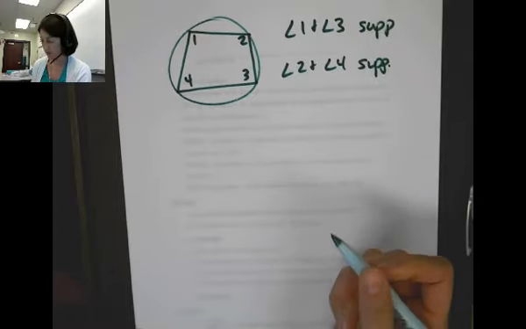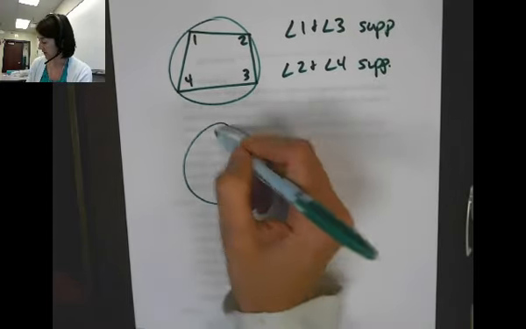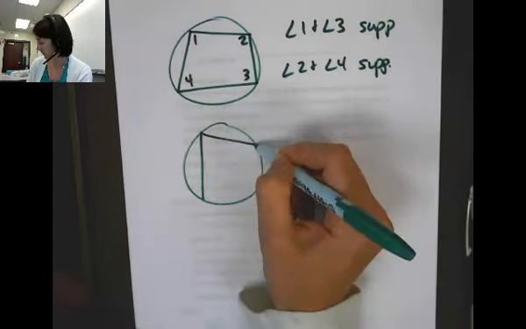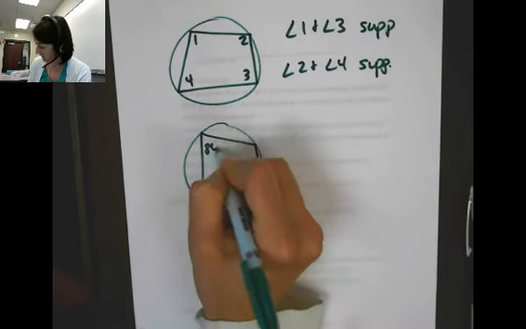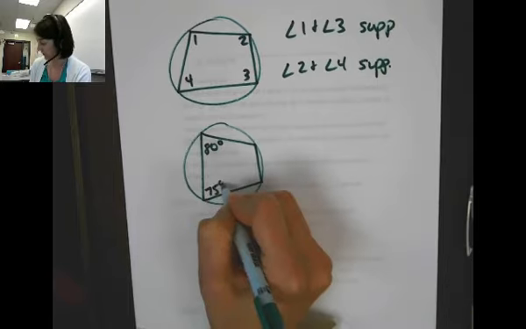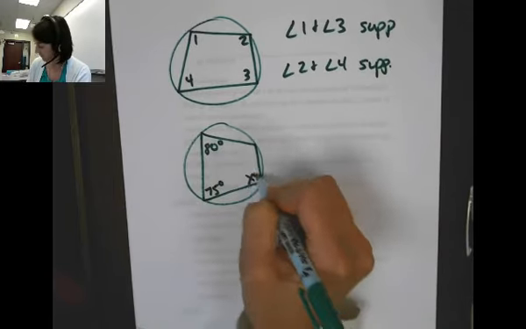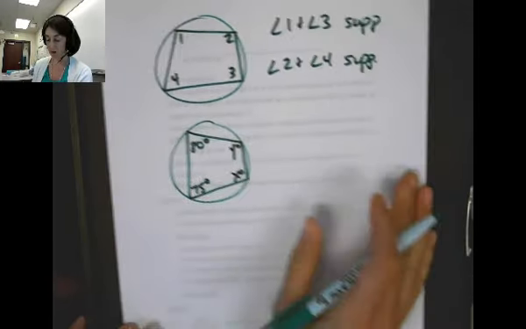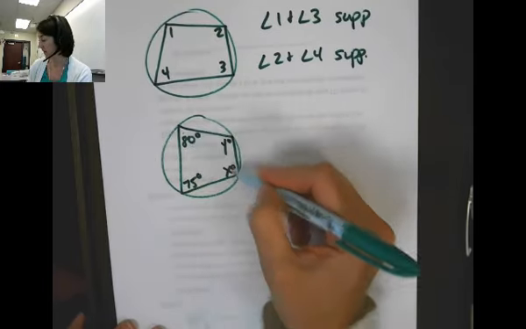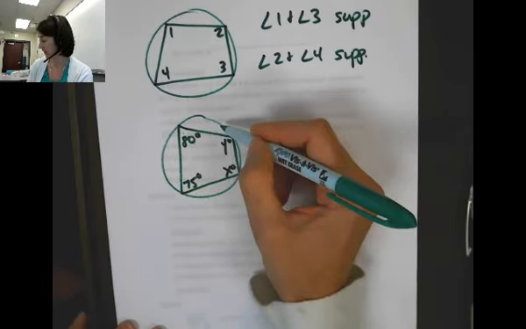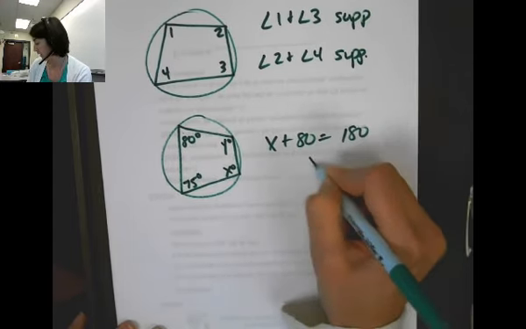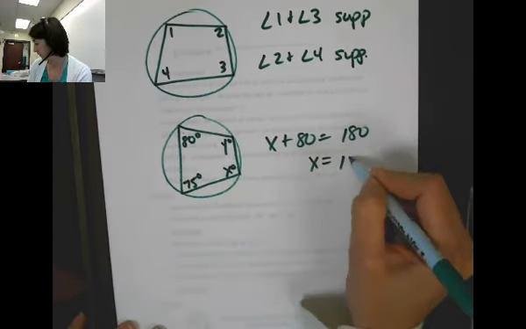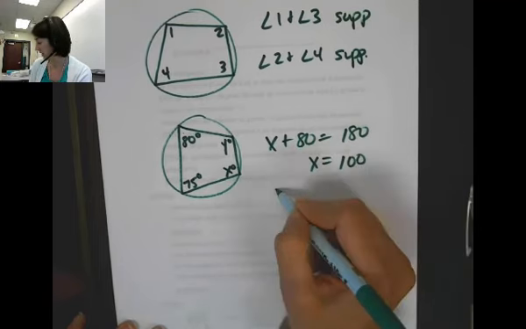So let's say I'm given a drawing, and we'll look at all kinds of different drawings in class. Let's say I know this is 80 and this is 75, and I have x and y there. Then I know these opposite angles, if it's inscribed, which it is, have to add up to 180. So x is 100 and y is 105.